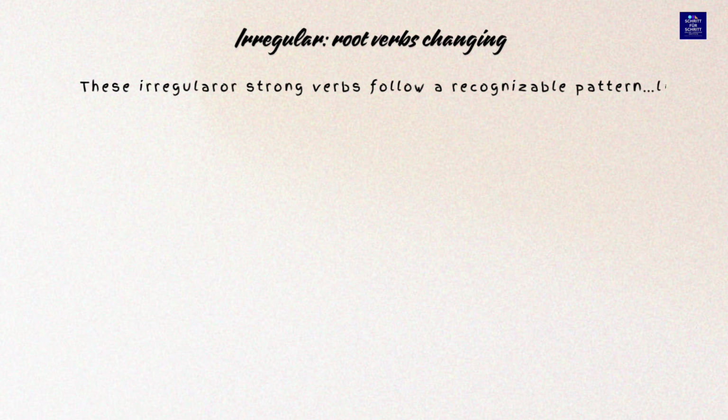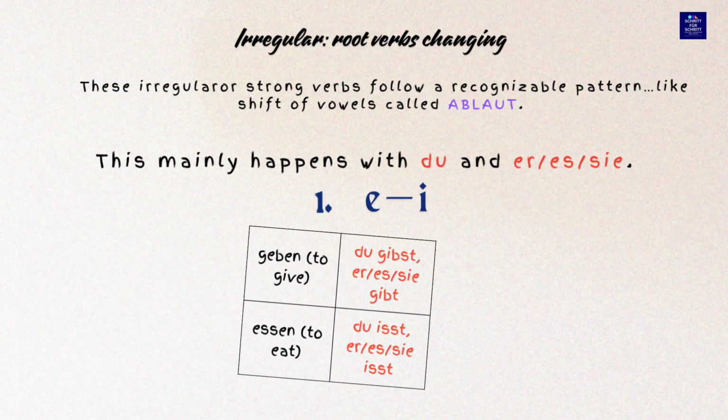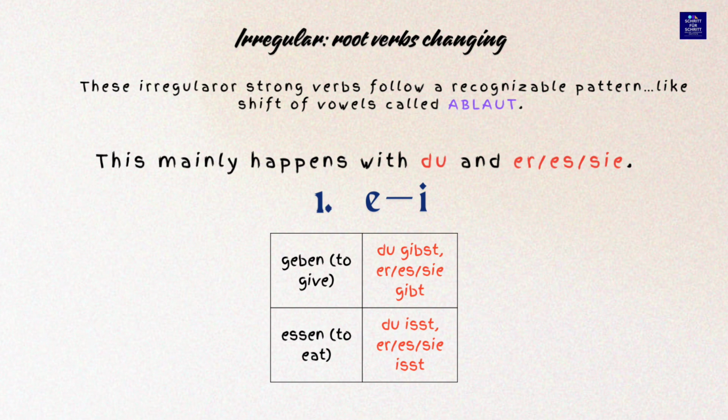But how does the root verb change? Irregular verbs or the strong verbs have a recognizable pattern which we call ablaut. This change mainly takes place with du and er case only. So, the first one is where E changes to I. The examples for this are geben and essen. So, here E will change to I and it will become du gibst or du isst.